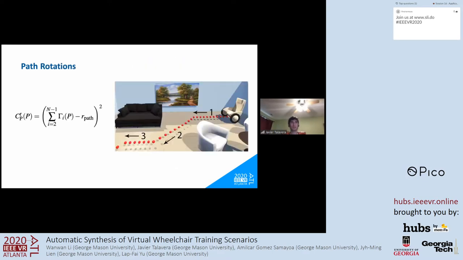With the rotation cost, the customization of the path rotation is vital for adjusting the simulation difficulty for a user. For example, if a user cannot navigate turns well, adjustments can be made to have the path gradually increase rotations until the user feels comfortable with turning. The path rotation cost measures the difference between the rotation number of the path P and the user-specified target rotations, which is denoted on the left.